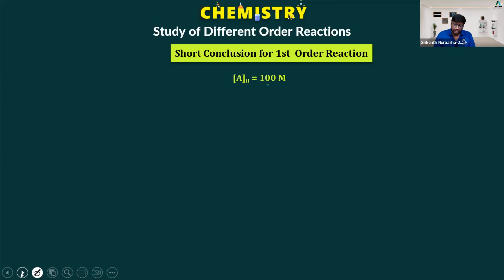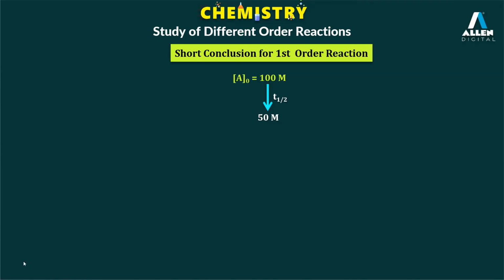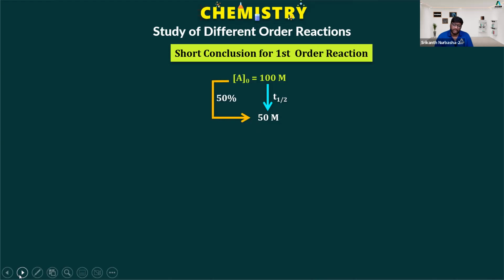Like short conclusion for first order reaction. Like initial concentration is 100 molar, in T half it becomes 50 molar. So it is nothing but T half or 50% done. In one more T half, 50 molar becomes how many molar? 25 molar. 50% has to be done. 100 molar if I start, in one T half it becomes 50 molar. 50 molar becomes 25 molar in one more T half. So from the initial time, how much time has been done? Like initial 100 molar to 25 molar.